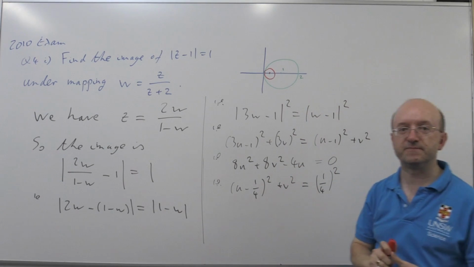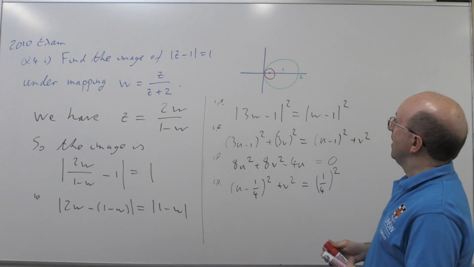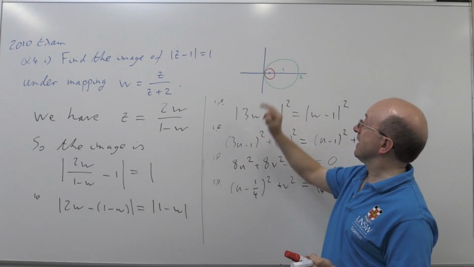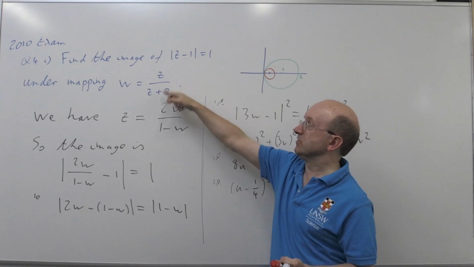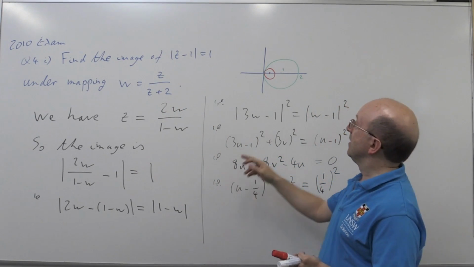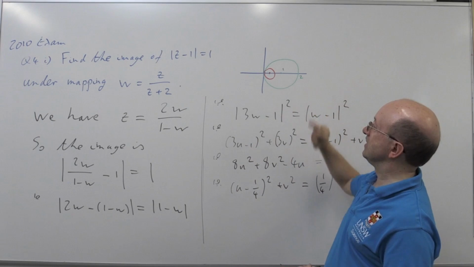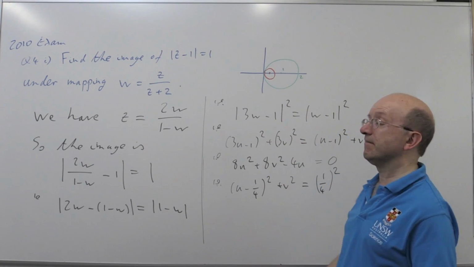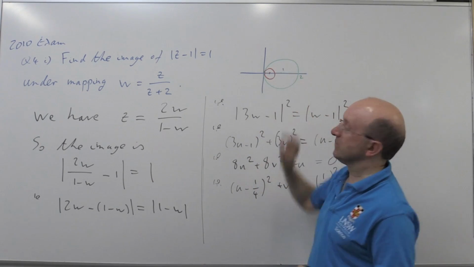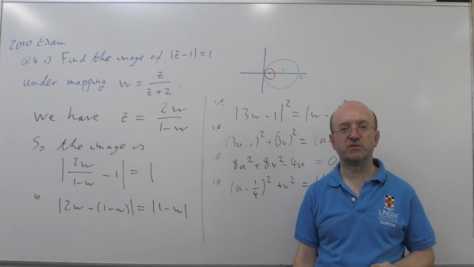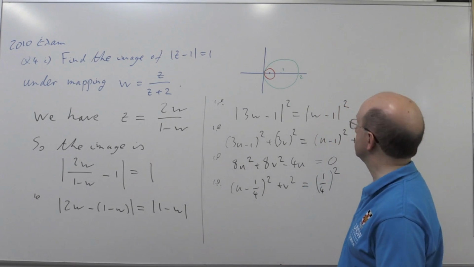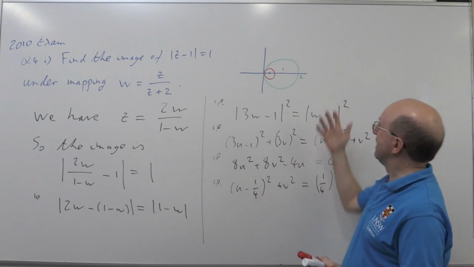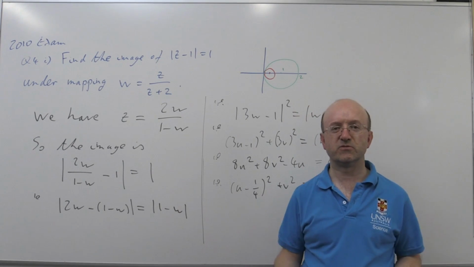I won't bother writing that in. We see the point 0, which was on the original circle, is on the image circle, but that's correct because if you put z equals 0 in here, you get w equals 0, and well, you can check. The point where z equals 2 gets mapped to the point where w is a half, so that's all right. So everything has just been shrunk in that way. So that's the image of this circle. The question didn't actually ask for a diagram, but obviously you'd want to draw one just so you know what you're doing.